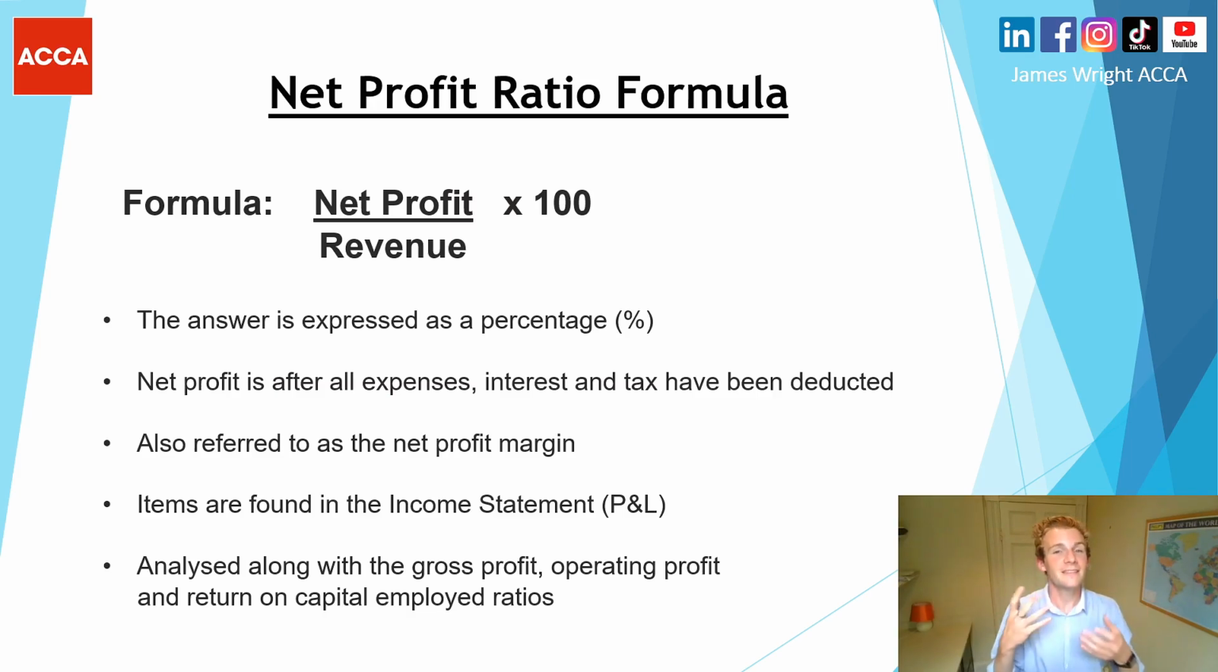All the items are found in the income statement, also known as the profit and loss, so we're going to come on to a working example of that next. But another key really good tactic to use in business plans and for your examination as well is, yes, calculate the net profit ratio, but then also combine that with calculating, because they'll have to give you the figures, the gross profit margin, the operating profit margin, and the return on capital employed. I've also done videos on all three of those on the channel, so be sure to check that out after this.